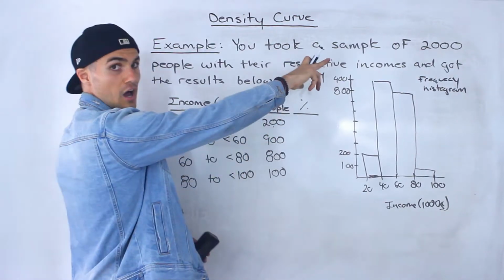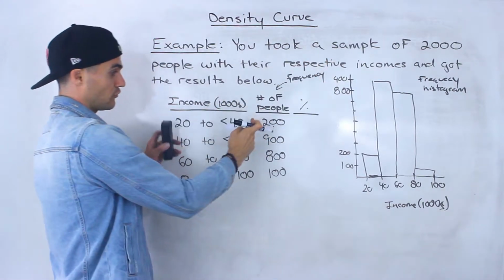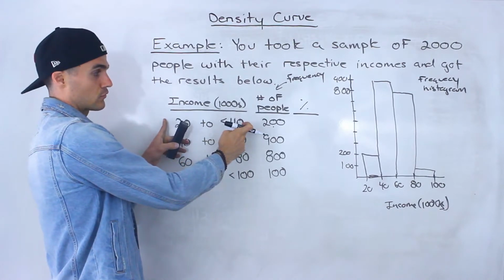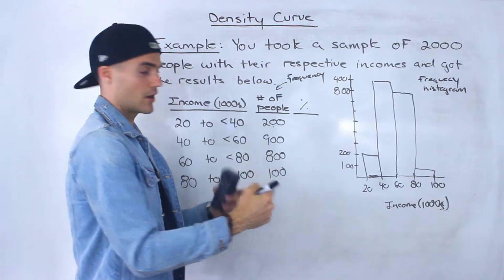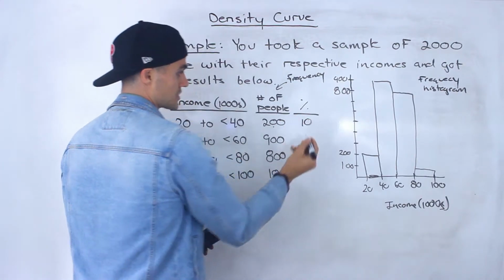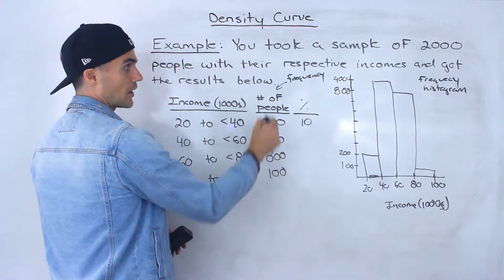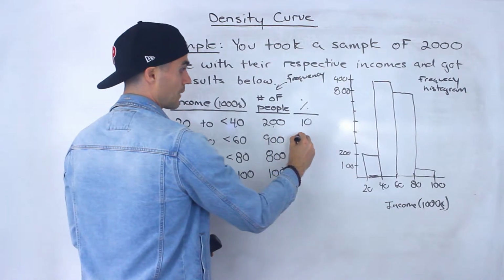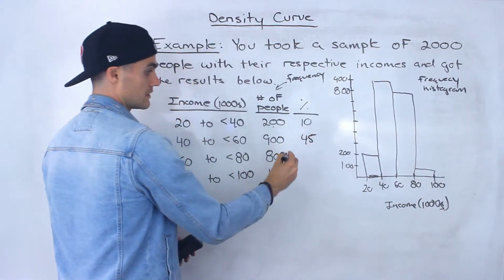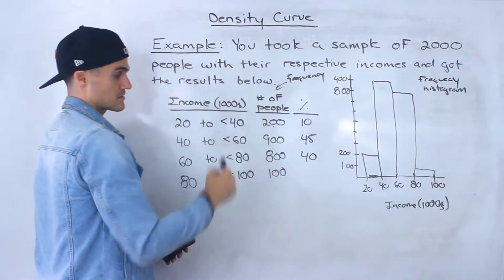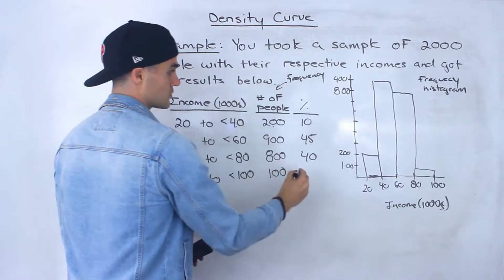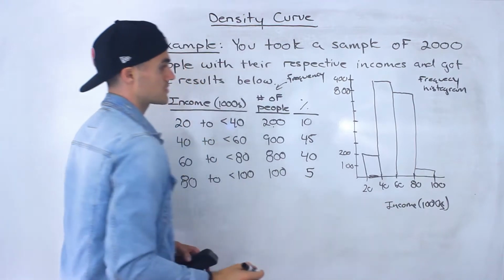what percentage of the 2,000 people that were sampled fall in this interval over here. So we'll take 200 divided by 2,000, multiply it by 100, that would give us 10%. And then 900 of 2,000, that would give us 45%. This would be 40%. 800 of 2,000 is 40%. Then 100 of 2,000 gives us 5%.